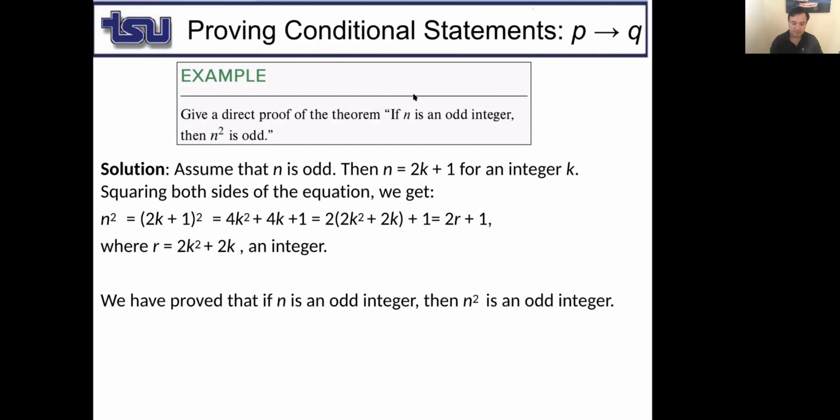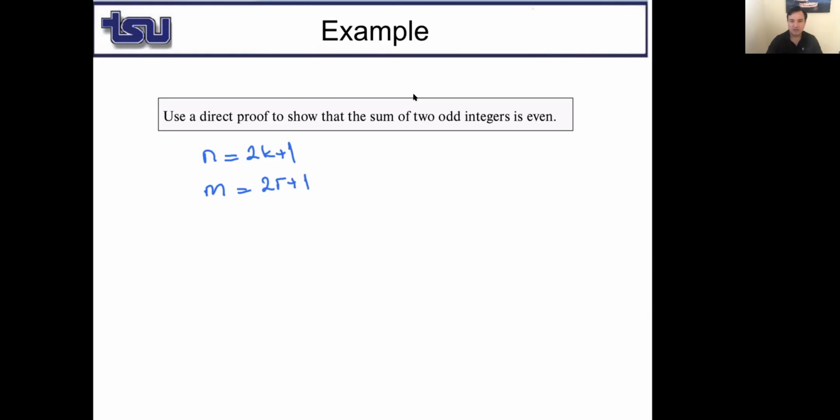Here's another example. Let's use direct proof to show that the sum of two odd integers is even. Well, this is pretty easy. Assume that I have n, which is an odd integer, 2k plus 1. Assume I have m, which is another odd integer, 2r plus 1 for some k and some r. Now I'm going to add them up. N plus m will be what? 2k plus 2r plus 2. Okay, and then 2 times (k plus r plus 1).